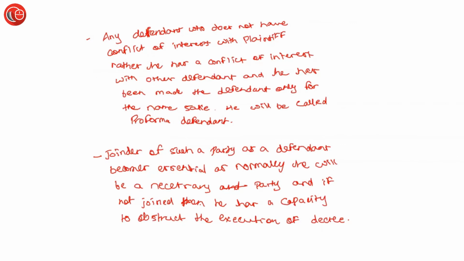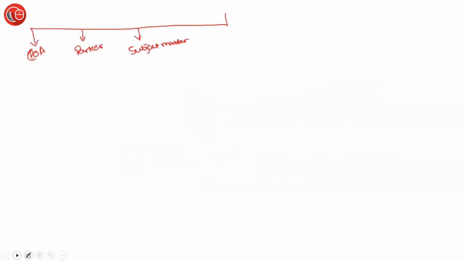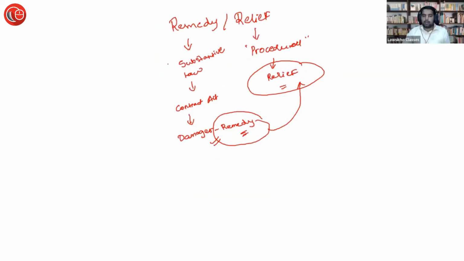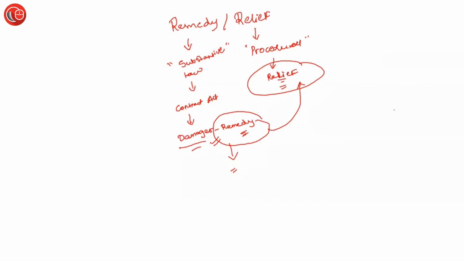So will you please clear relief and remedy once again, where you made the flow chart? See, whenever a redressal is provided in substantive law, say Contract Act, damages is the redressal. So in that case, we call it remedy. But the moment it is claimed in procedural law in court, then we call it relief. जैसे ही सब्सटैंटिव लॉ में प्रोवाइडेड है उसको हम रेमेडी बुलाते हैं, बट जैसे ही वो मांगा जाता है कोर्ट में उसको हम रिलीफ बुलाते हैं. ठीक है. Okay, so thank you.